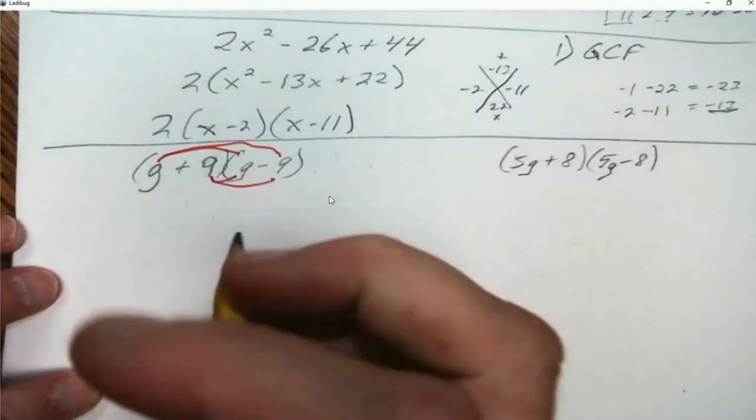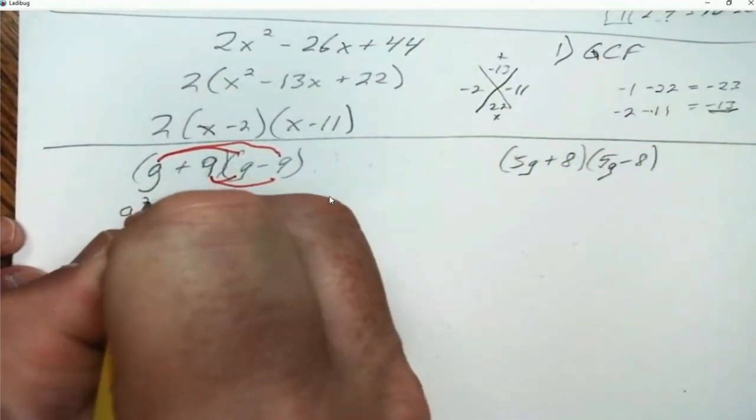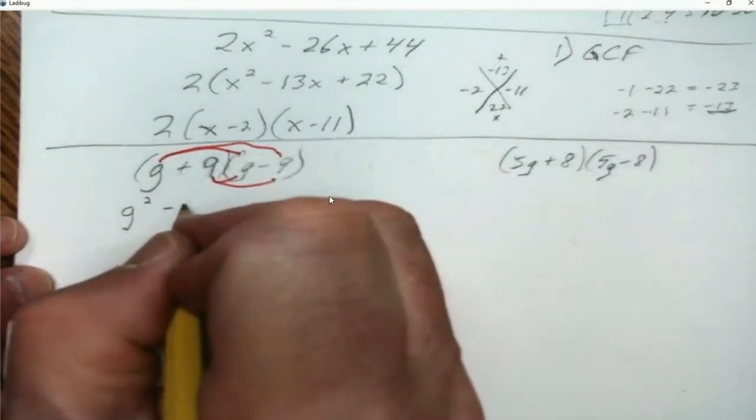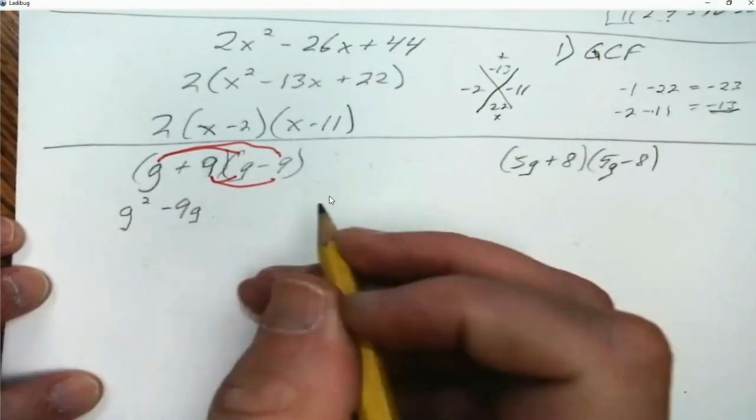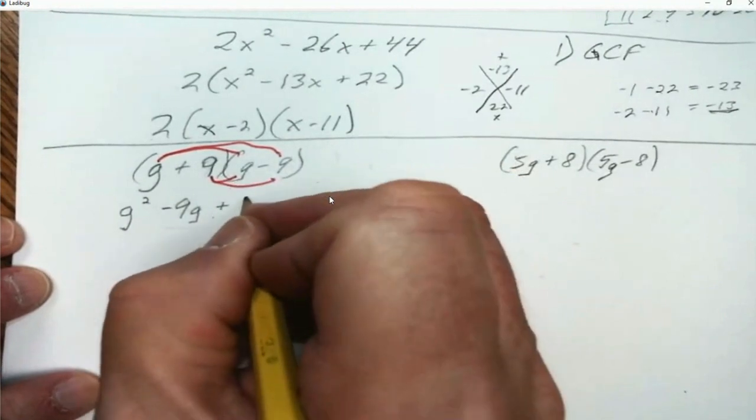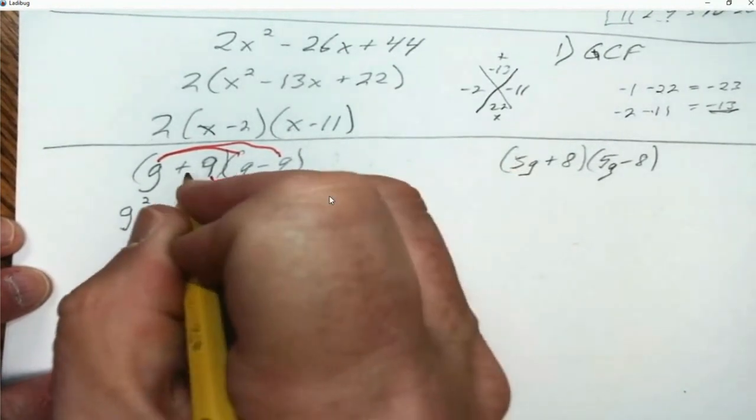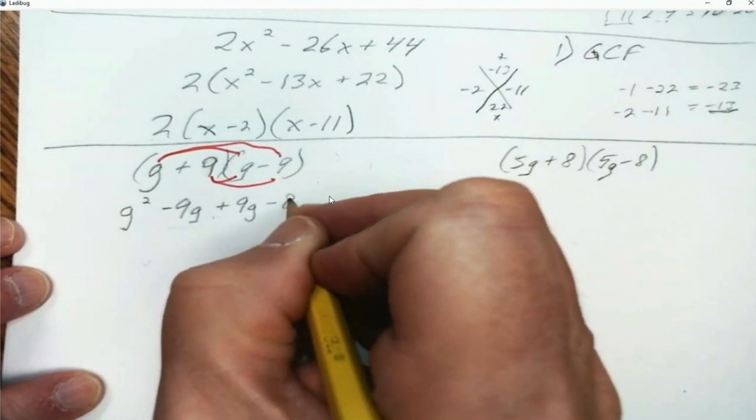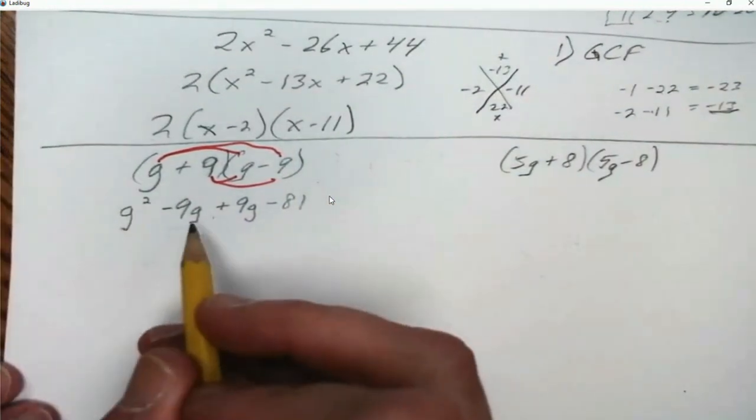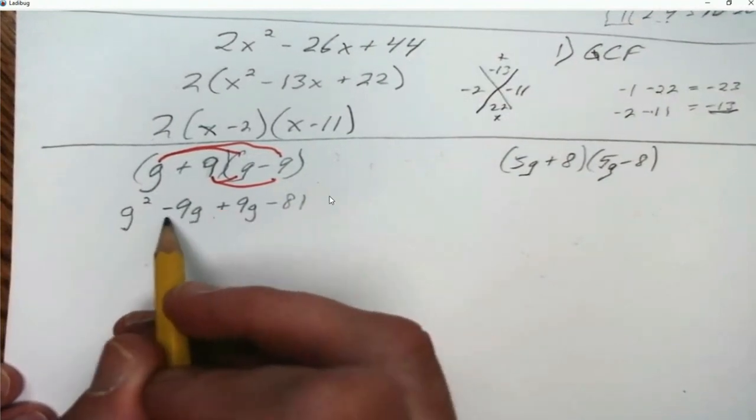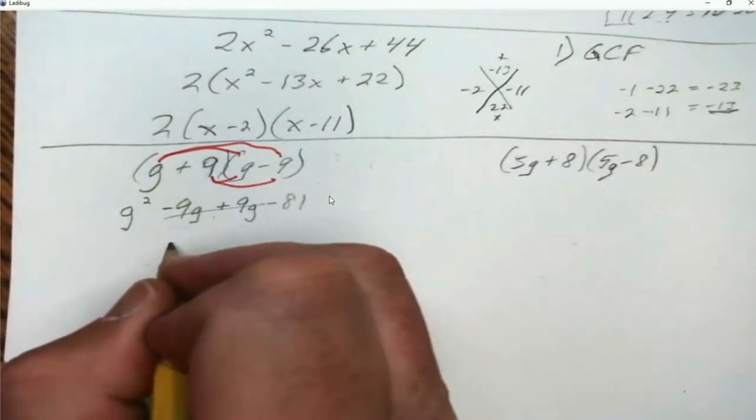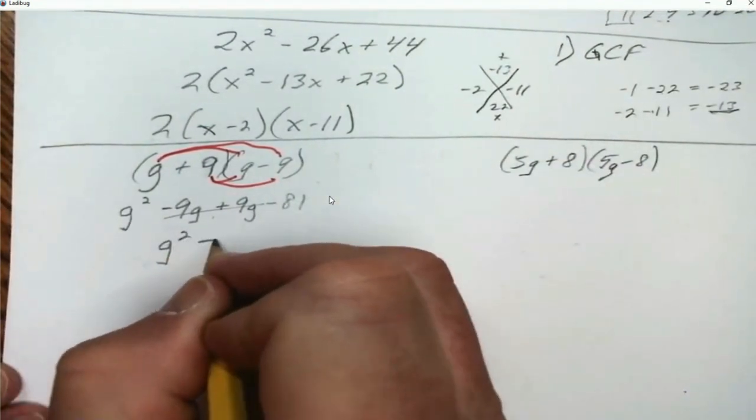G times G, G squared. G times negative 9, negative 9G. Now let's distribute the 9 times G, 9G. And the 9 times the negative 9 is negative 81. Simplify this. G squared minus 9G plus 9G. Oh, wait, this cancels out, right? Negative 9G plus 9G, minus 81. So we end up with G squared minus 81.